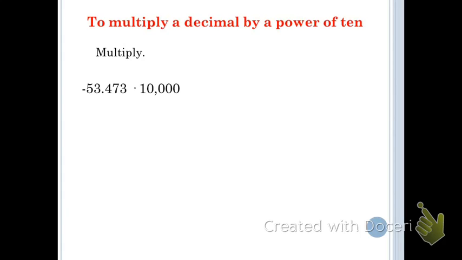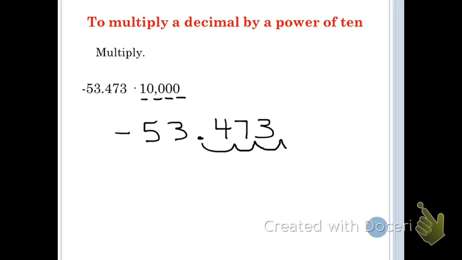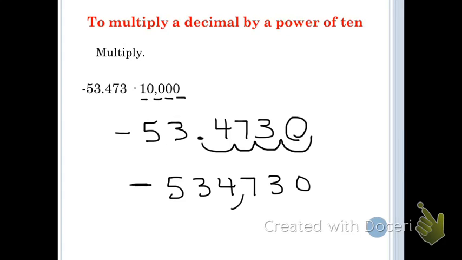Multiply negative 53.473 times 10,000. There are 1, 2, 3, 4 zeros in our power of 10. 1, 2, 3, 4, so I place a 0 right there. Negative 534,730.